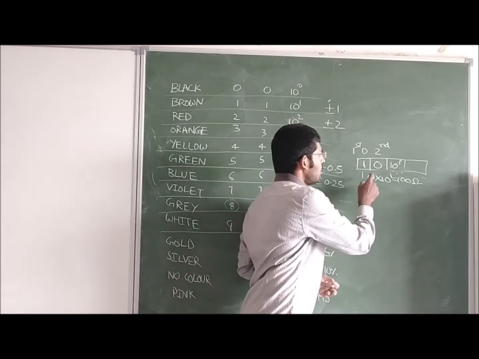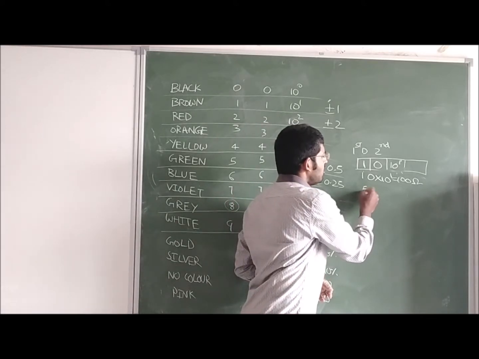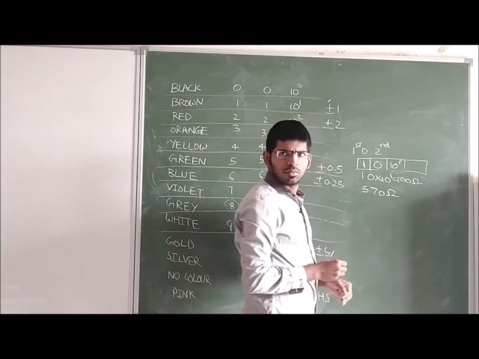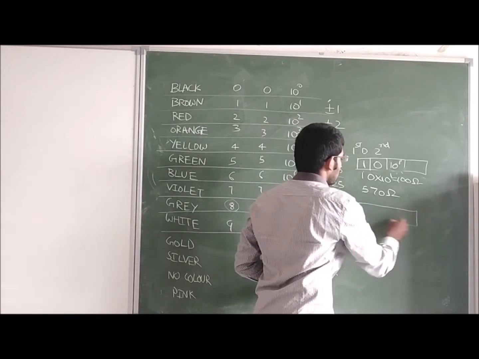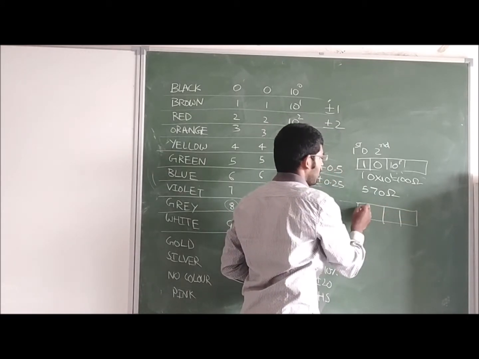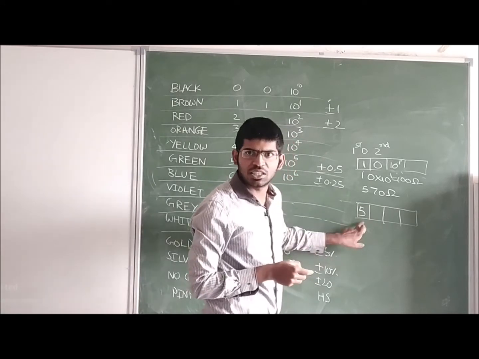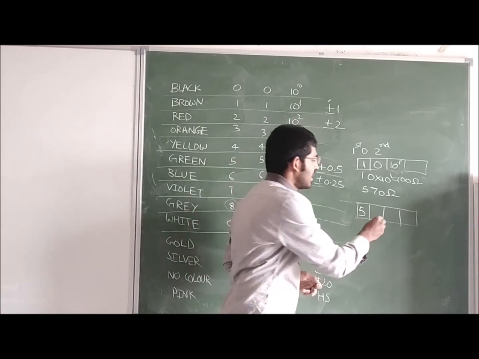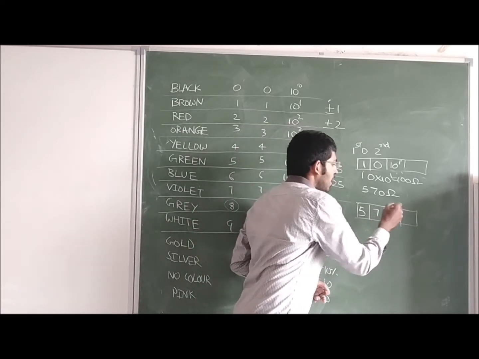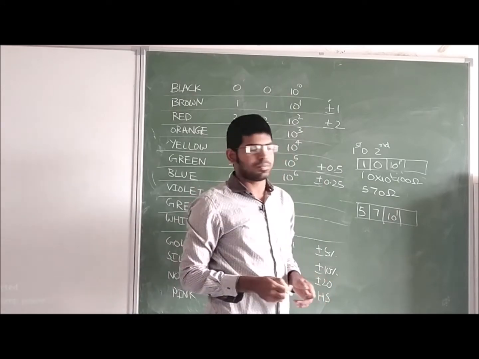Now for example, I need a 570 ohms resistor. In the 570 ohms resistor, I am taking the first digit as 5, the second digit as 7, and the multiplier is 10 to the power 1.